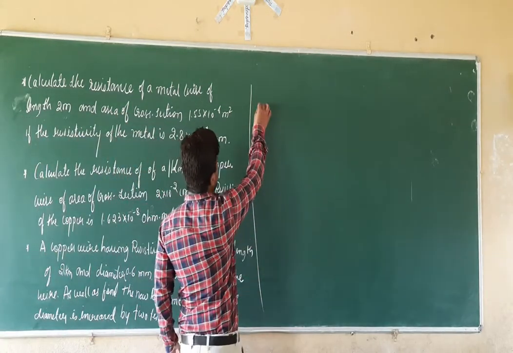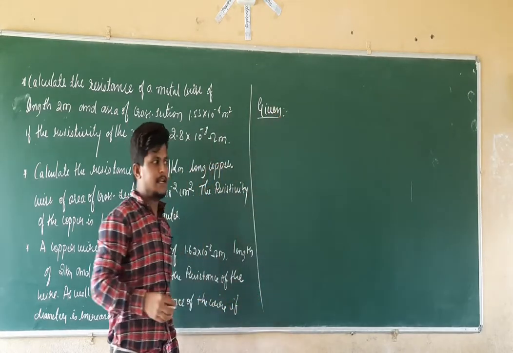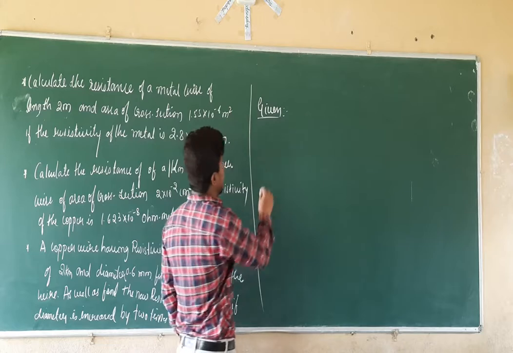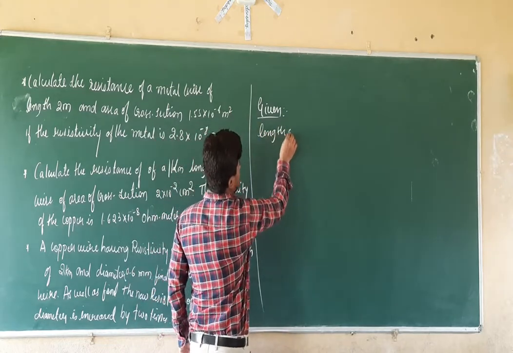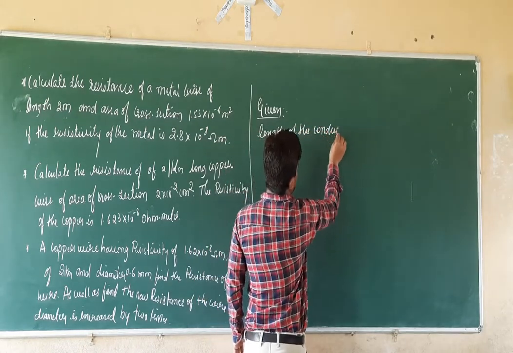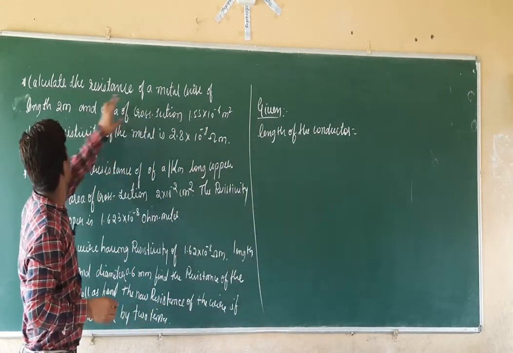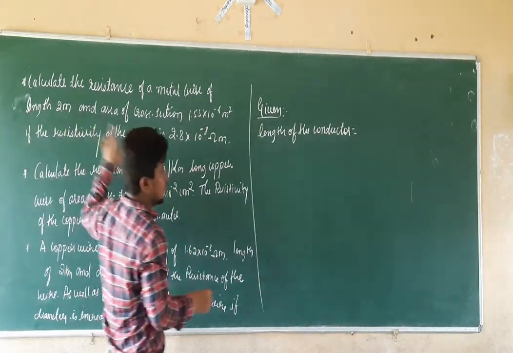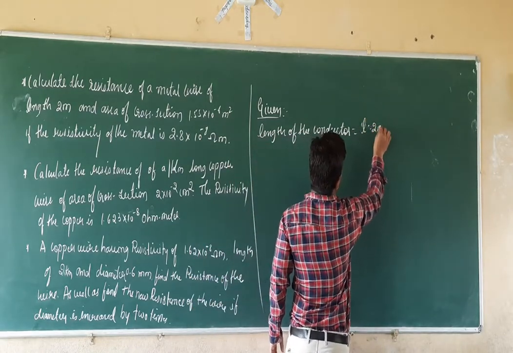Let us write down the given data here. What are the given data? The first thing given here is the length of the conductor. Length of the conductor is given as how much? It is given as 2 meters. So it will be here equal to 2 meters.